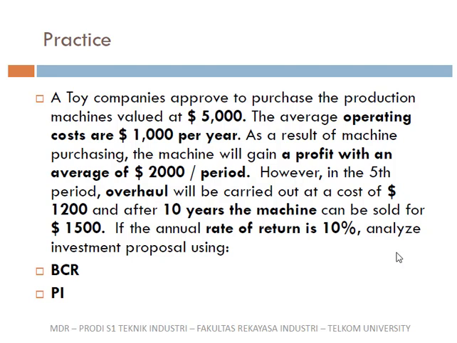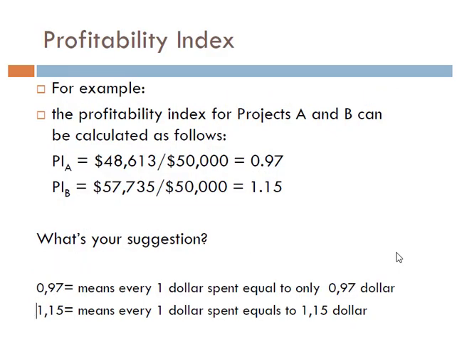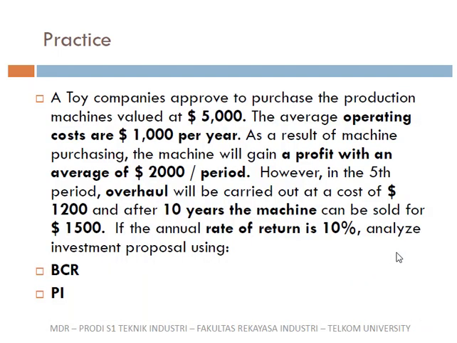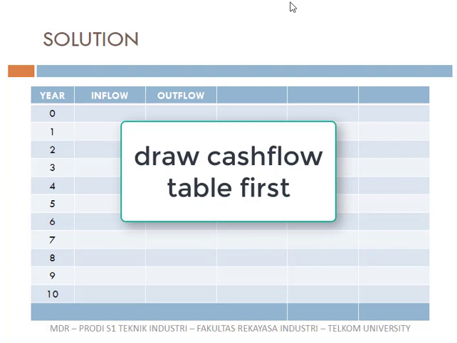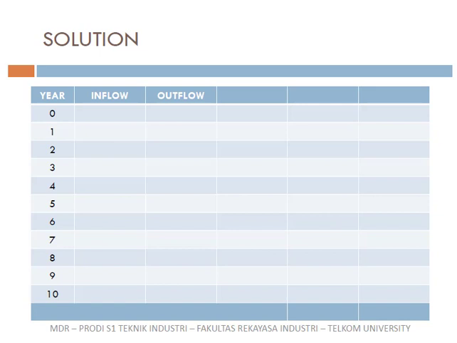Basically, BCR and PI have a similar formula because both are ratios, and if the result is greater than 1, it means the investment is very profitable. Okay, now what do you have to do? First, begin by drawing a cash flow table, because this will help you find out the cash flow situation. You just divide it between inflow and outflow, and the years involved. Inflow is cash in and outflow is cash out.